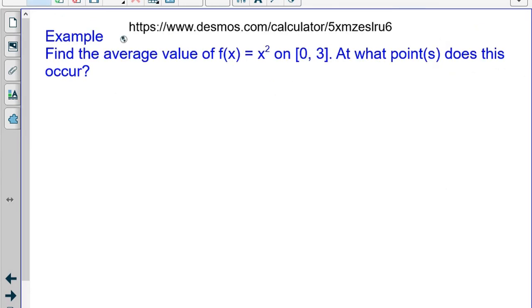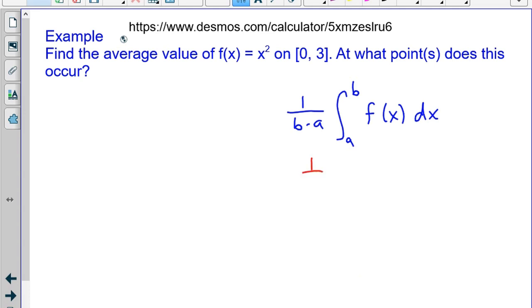Find the average value of x squared on 0 to 3. At what point does this occur? So let's do the actual problem, and then we'll explore what it looks like on Desmos. So if we are trying to find the average value, that's the same thing as saying 1 over b minus a times the integral from a to b of f of x dx. We're trying to find the point that this occurs at eventually, after we find the average value. So what we're going to do here is replace b with 3, a with 0, and f of x with x squared. So 1 over 3 minus 0 times the integral from 0 to 3 of x squared dx.